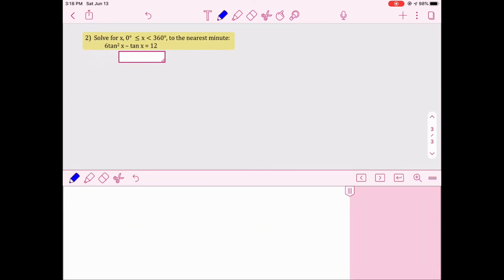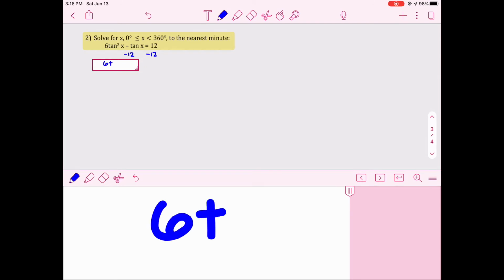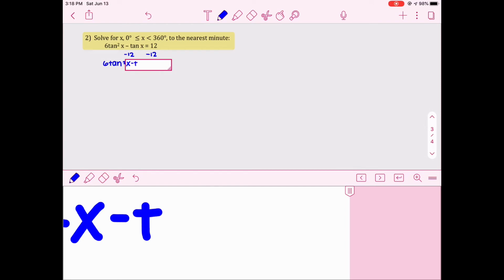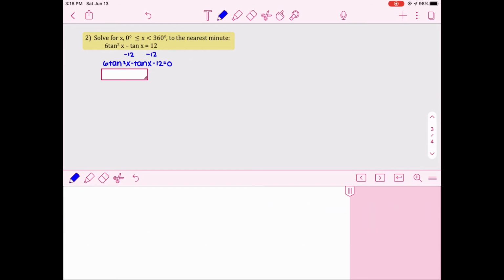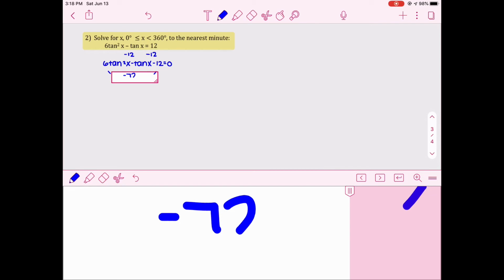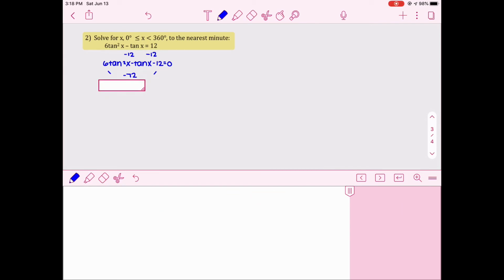Now for question 2. So first you want to make everything on one side equal to 0. It's like a normal quadratic, just with tan. So you have 6 tan squared x minus tan x minus 12 equals 0. So we're going to use the eyeglass method. So 6 times negative 12 gives you negative 72. We're trying to get the term in the middle, which is negative 1.